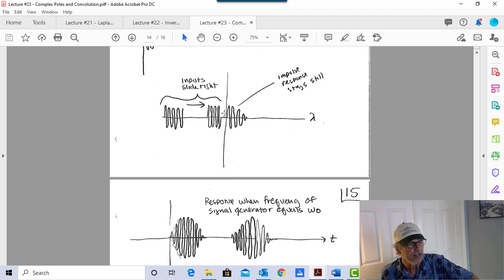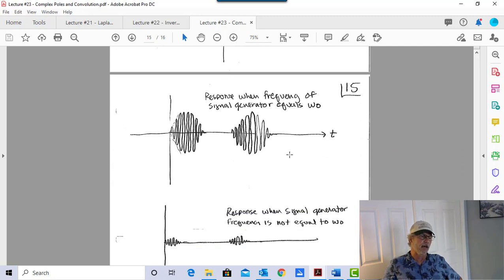Because when this is on top of this, those frequencies line up. When this one is high, that one's high, big. When this one is low, this one is low. Two wrongs make a right, even more big. So I'm going to get this great big response in the time domain.